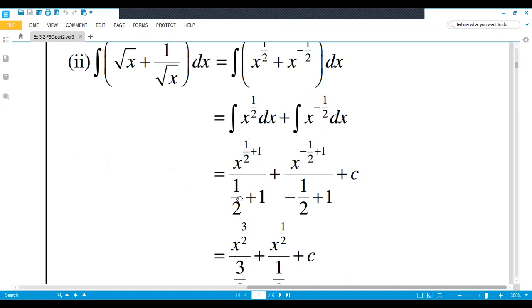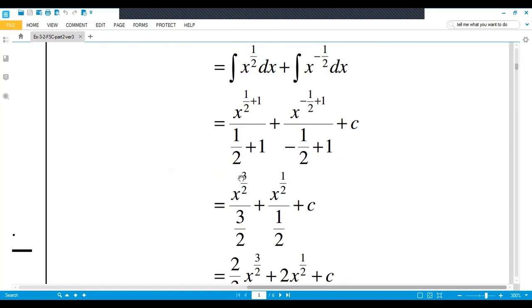So 1 over 2 plus 1, we will get 3 over 2. Same in the denominator, 1 over 2 plus 1, 3 over 2. And here minus 1 over 2 plus 1. If from 1 you subtract 1 over 2, you get 1 over 2. 1 over 2 in the denominator.